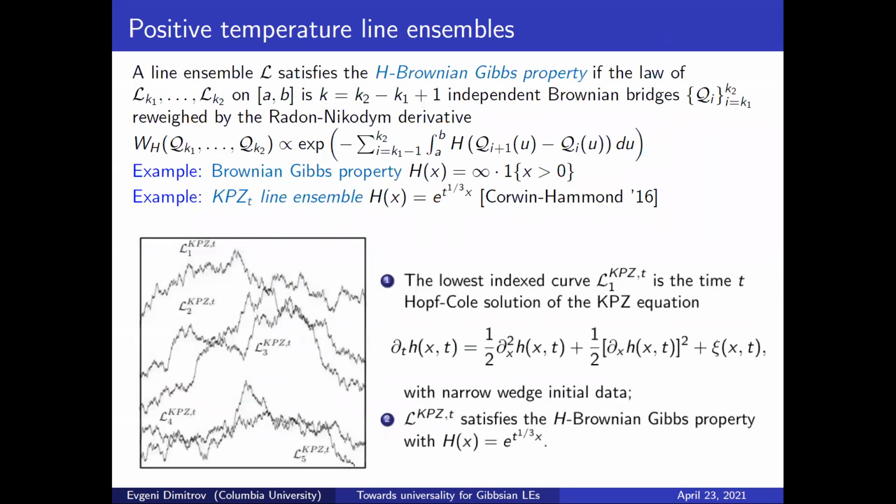Okay, so let's try to digest what's on this slide. I'm going to define what's called the H-Brownian-Gibbs property. We say that the line ensemble has this property if the conditional law of k consecutive curves in this ensemble is the law of k independent bridges that have been reweighed by the following Radon-Nikodym derivative. So this is not a complicated function, but if you haven't seen it, it might not be easy to digest.